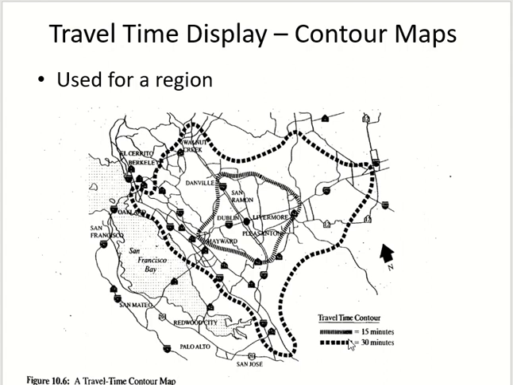The first line has a value of 15 minutes, the second line has a value of 30 minutes. These values are travel times. Travel times from where? From the center. So each line represents a travel time from the center. If I come from the center and try to reach this line in any direction, how much time will it take? 15 minutes.